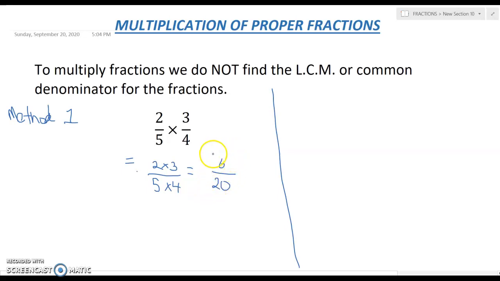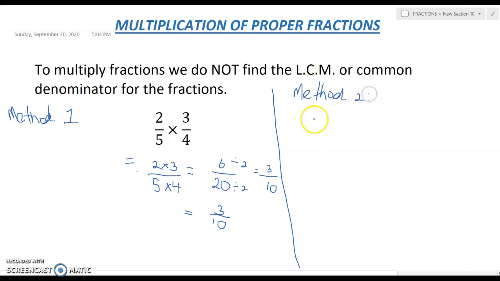But now we need to recognize that we could reduce that fraction further. Think about a number that can go into 6 and into 20. Some people might say, okay, well, 2 can go into both numbers. So now I could say 6 divided by 2 will give me 3, and then 20 divided by 2 will give me 10. And that will give me my final answer there, 3 over 10.